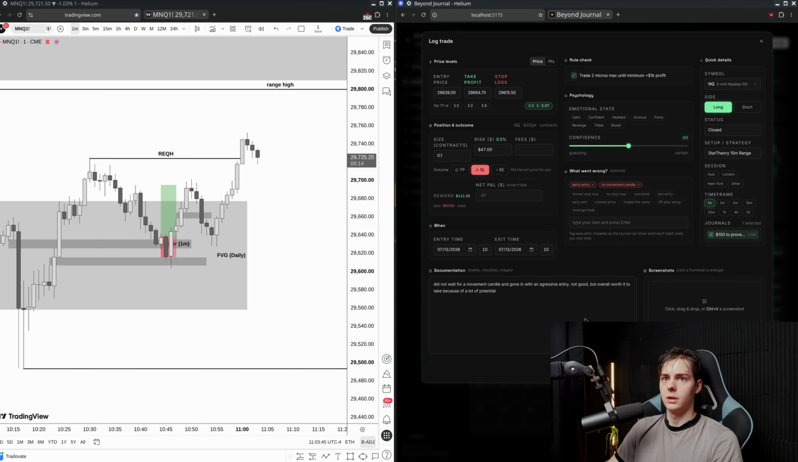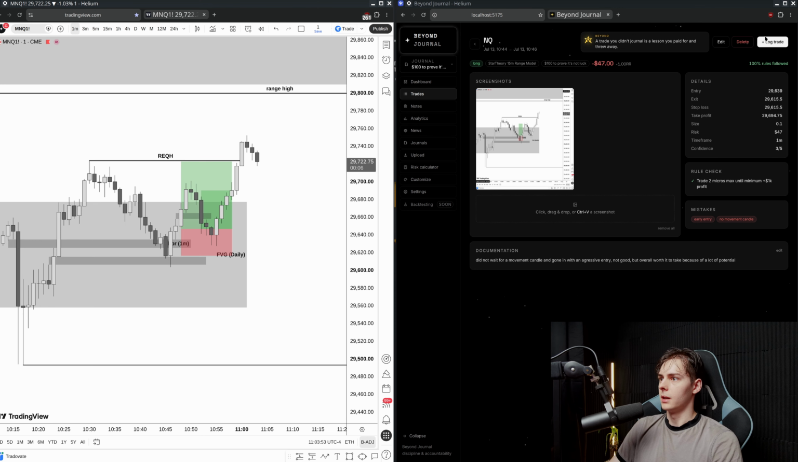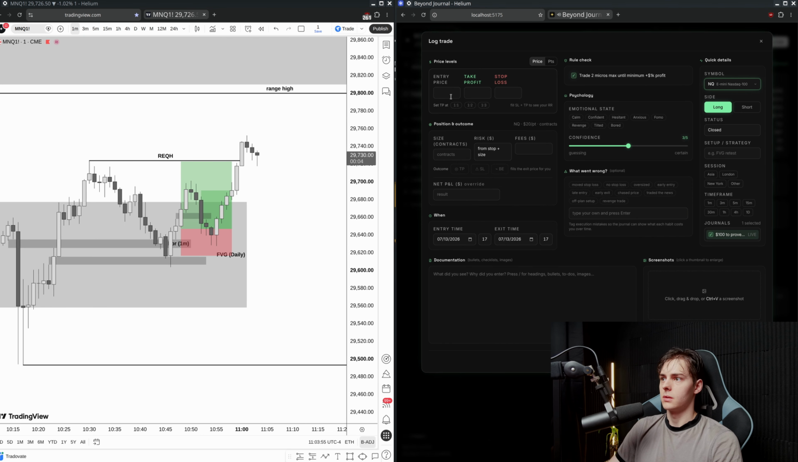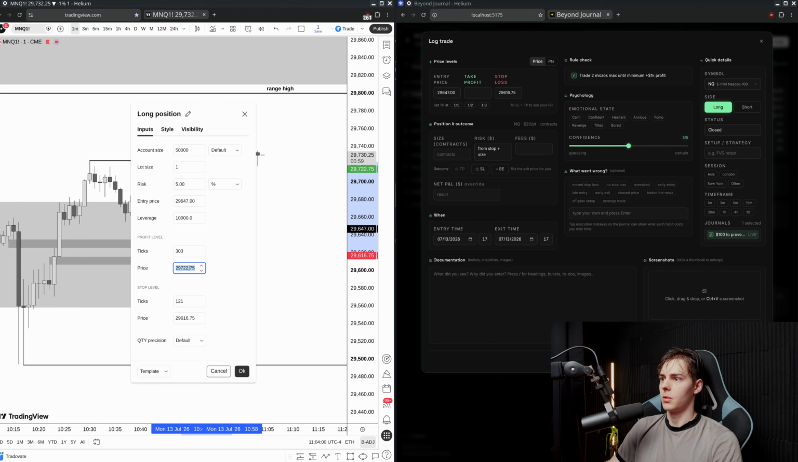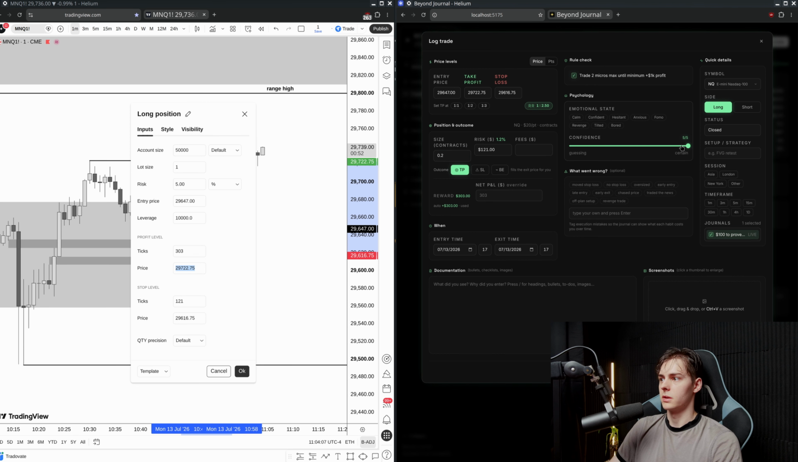Now we are going to be journaling number 2, basically. We're going to be adding the trade. It's going to be the stop loss, the entry, the take profit. This was 2 this time, 0.2 basically. This was a TP. Here I was way more, by far very certain. This time I waited out for a movement candle and it worked out.